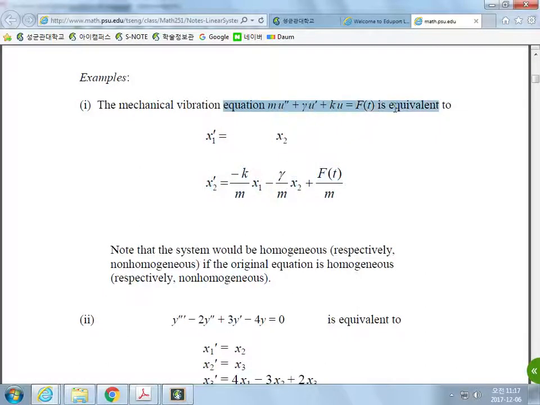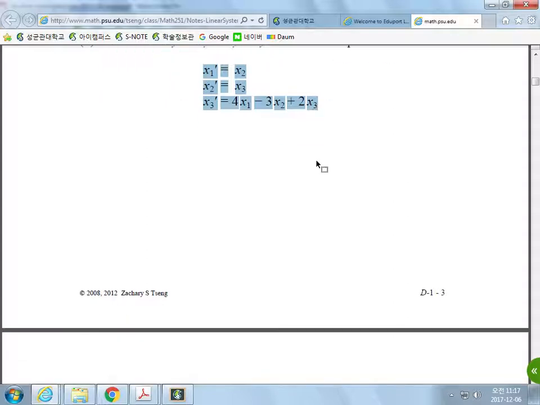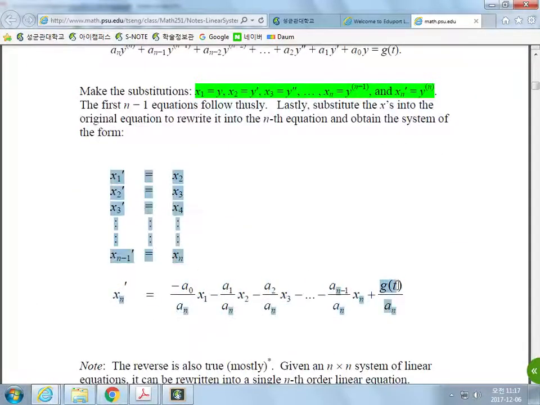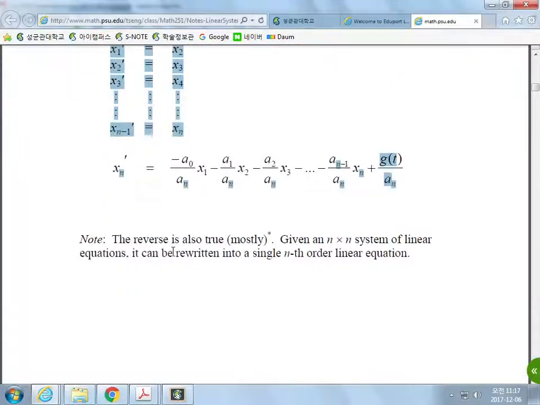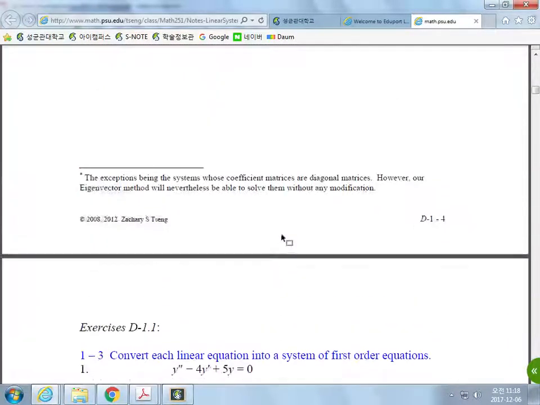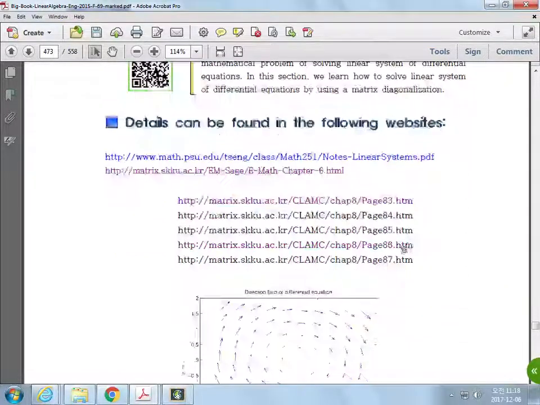The high order linear differential equation can be written as a system of linear equations, which can be written in this form. This is equivalent. The higher degree differential equation can be written as a linear system of differential equations, which can be written in this matrix form, x prime is equal to Ax. Then the solution of this higher order differential equation can be found by using the eigenvalues and eigenvectors of this matrix. This is the whole idea. So you will see those in the course of differential equations or engineering mathematics.